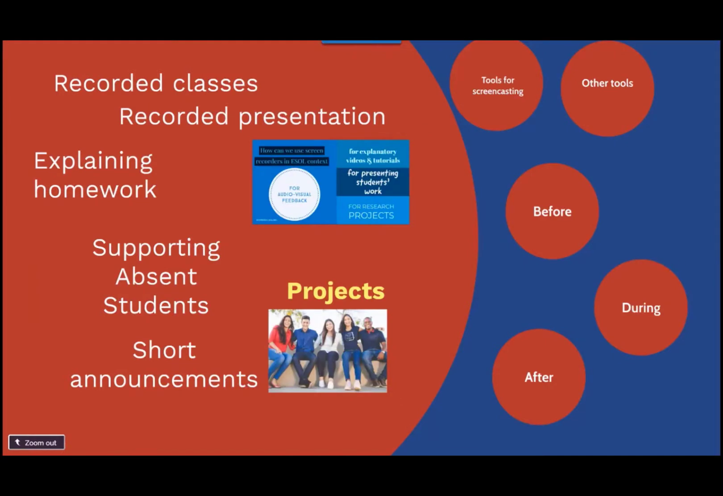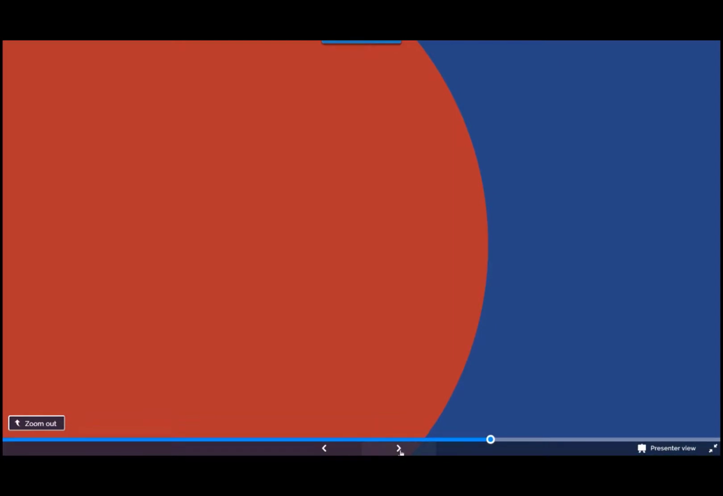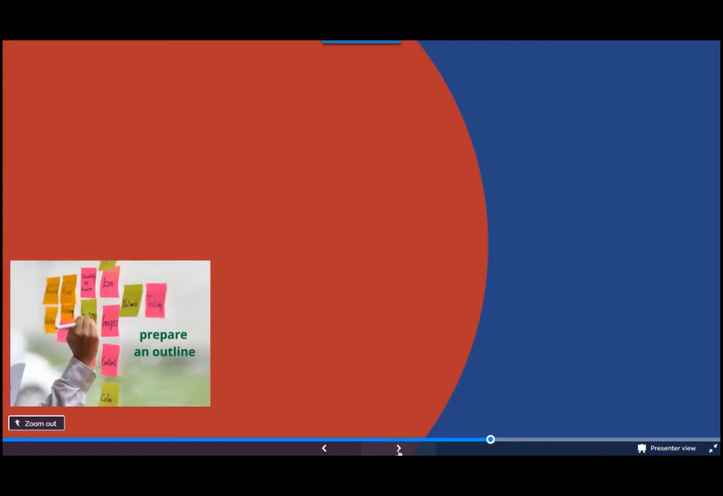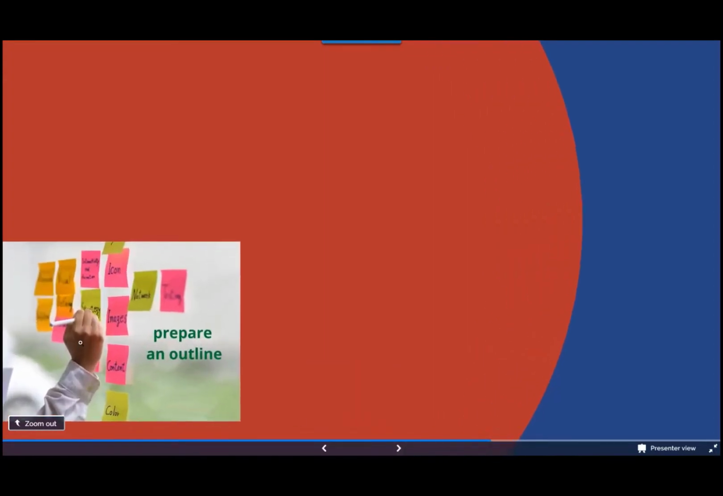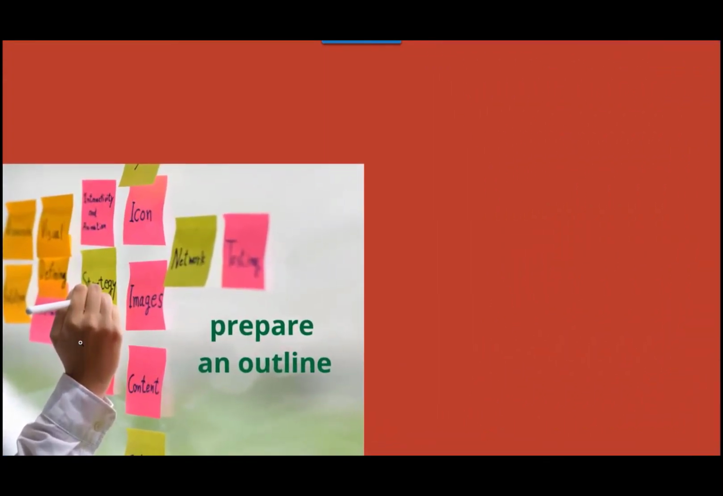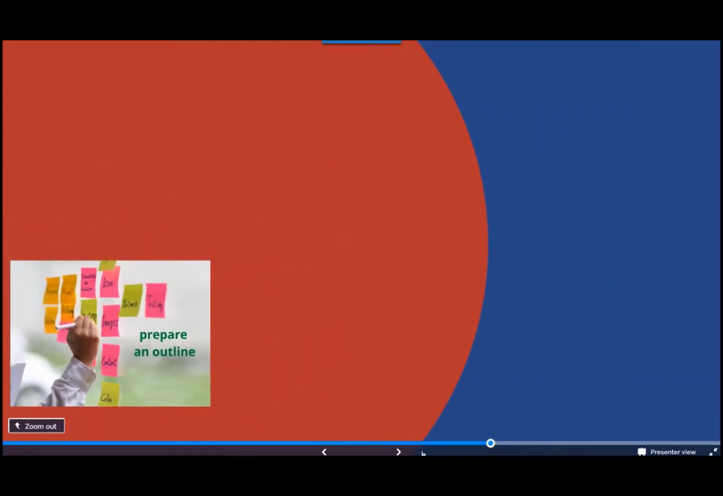We know now what we want to flip. We also know which tools we are going to use. So is there anything else we need to bear in mind before we start? Let's look at the 3 stages: before, during, and after. If a clip is more than just a short announcement or feedback, we need to prepare some kind of outline, like a storyboard of what we are going to do, say, or show.